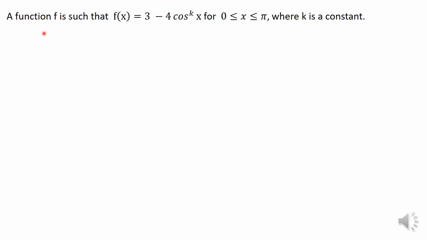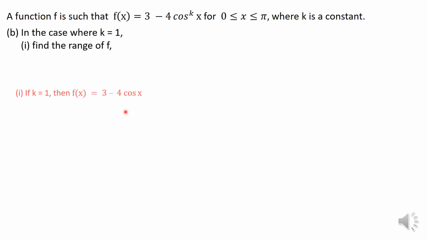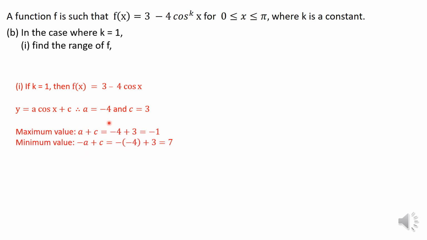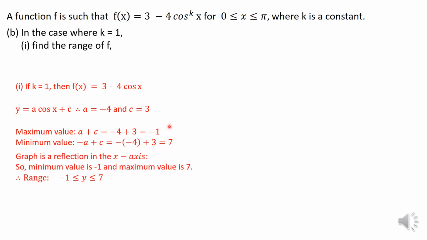Right, then the second part says the function f is such that k is a constant. Now they are saying k should equal 1. Now you're supposed to find the range of that function. So finding the range is very easy, right? Remember, range is going to be the maximum value and the minimum value that you have to calculate. Because there's a minus 4 in front of the cosine, it's going to be a reflection, so the minimum value is -1 and the maximum value will be 7. Therefore the range is between -1 and 7.